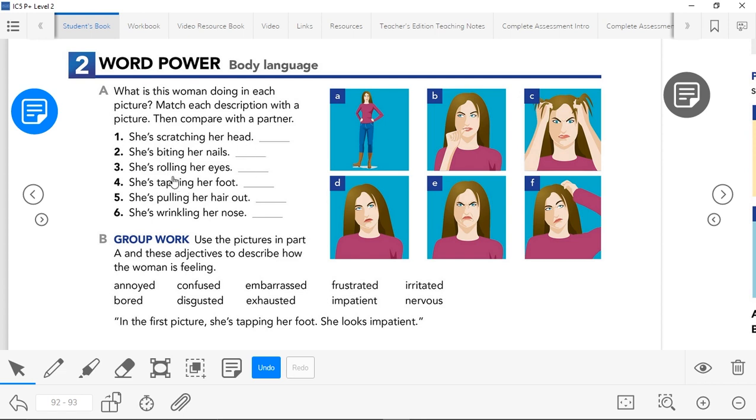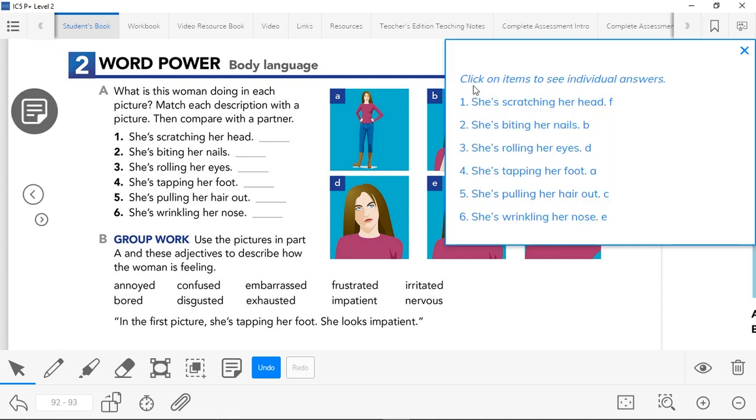She's scratching her head, she's biting her nails, she's rolling her eyes, she's tapping her foot, she's pulling her hair out, and she's wrinkling her nose. You need to put each image with the correct description, okay? So take your time to complete this, and then we're gonna check. Okay, you finish? Let's check.